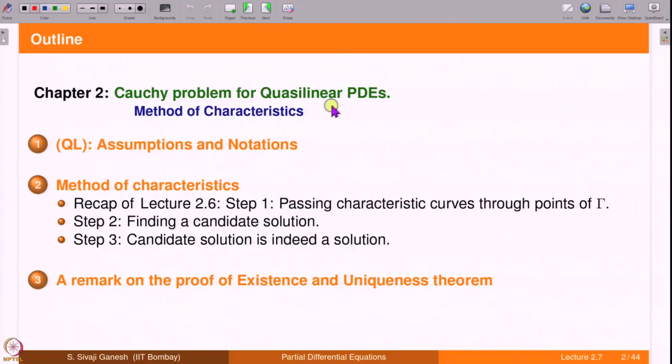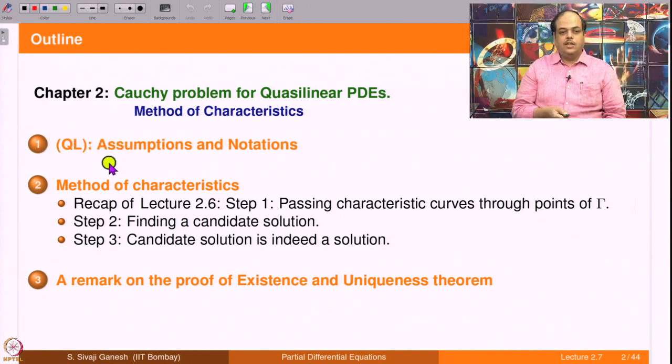In the last lecture, we started discussing the method of characteristics for solving the Cauchy problem for quasilinear equations. In this lecture, we complete the proof of existence of solutions to the Cauchy problem for quasilinear equations using the method of characteristics. The outline of today's lecture is: first we recall the assumptions and notations made about quasilinear equations, and then we describe the method of characteristics.